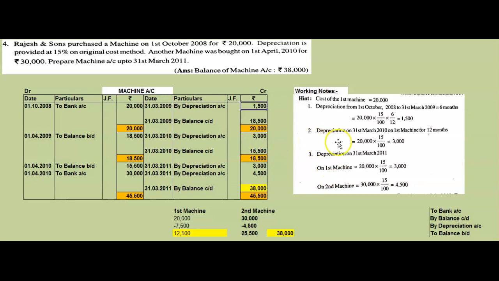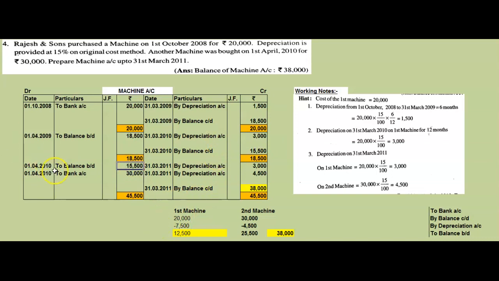So second year depreciation will be from 1st April 2009 to 31st March 2010. See, for the first machine, 12 months we have taken. Here clearly it is 6 months. How much did we get? 20,000 into 15 by 100, 3,000. This 3,000 we have taken here. Now 18,500 minus 3,000. How much will we get? 15,500. This 15,500 is called as what? Balance carried down. This balance carried down of the second year will become the opening balance for the next year.